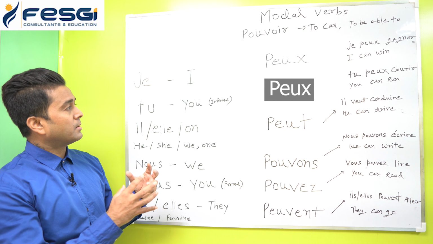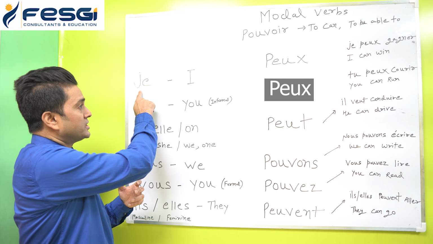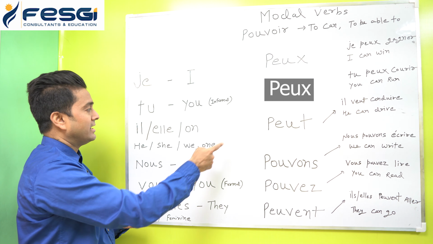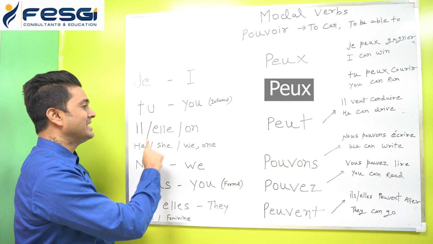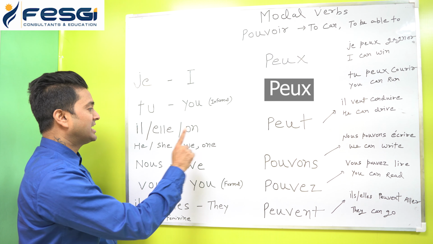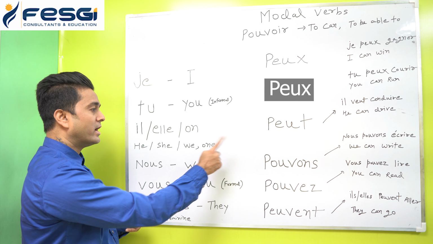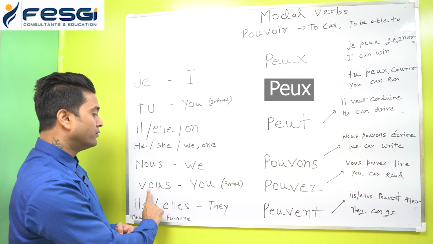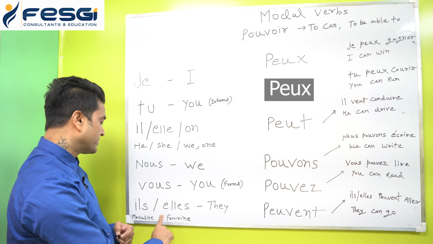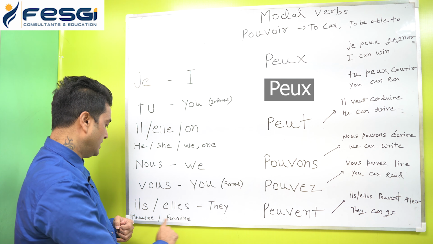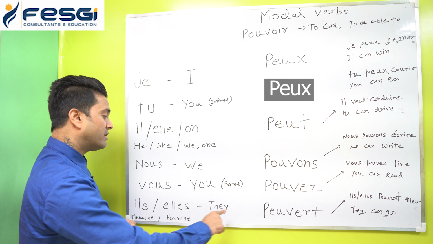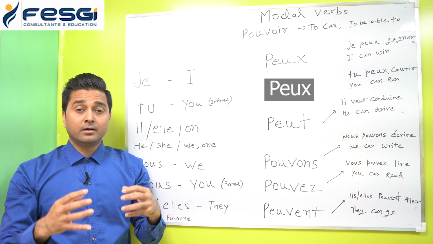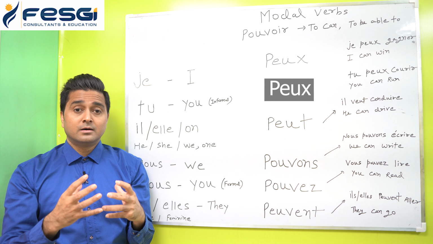And now let's talk about the meaning. Je peux means I can. Tu peux means you can. Il peut, he can. Elle peut, she can. On peut, we can, one can. Here, nous pouvons, we can. Here, vous pouvez, you can. Here, ils peuvent, they can. Elles peuvent, they can. So it's very simple now.